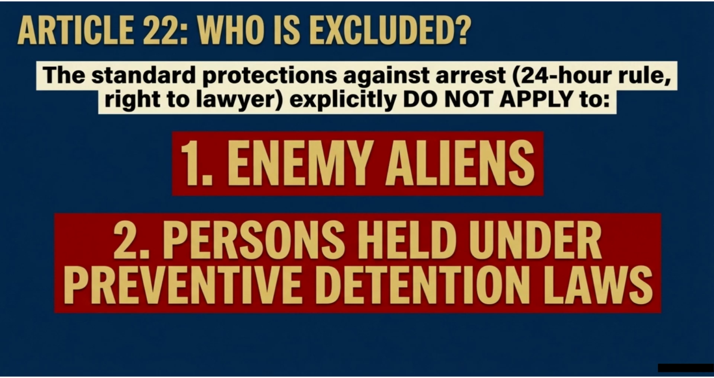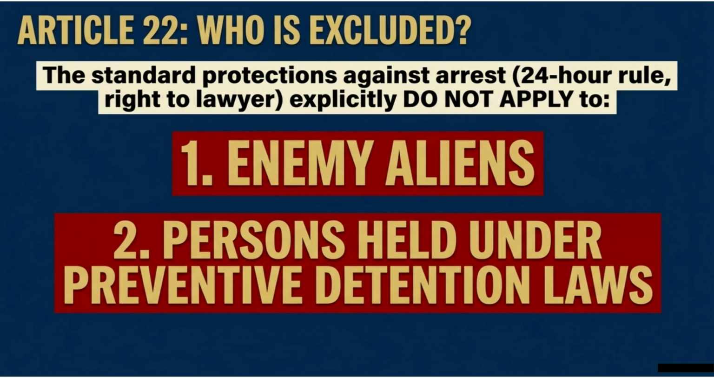Now here is a very critical and frequently tested point. These protections under Article 22, the 24-hour rule and the right to a lawyer, explicitly do not apply to 2 categories of people. First, enemy aliens. Second, persons detained under preventive detention laws. This distinction is very important.